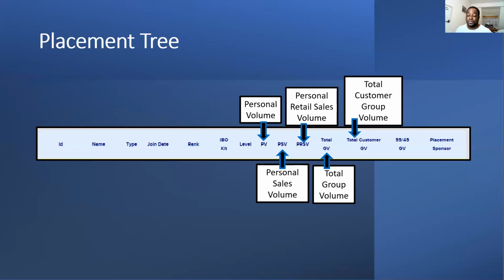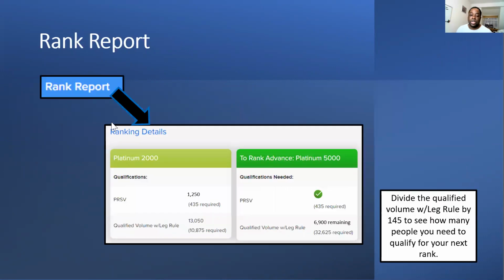And then there's also the 55-45 rule. 55% of your business needs to be customers, and obviously the other 45% can be IBOs. If it's less than that on the customer side, it's turned into a pyramid. You can't get paid. It's as simple as that. So the rank report is very, very key.